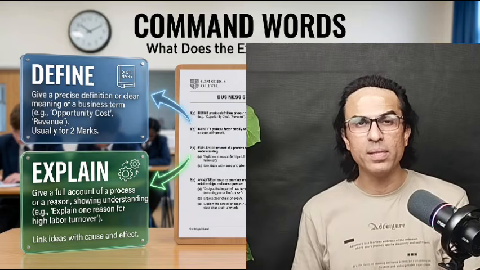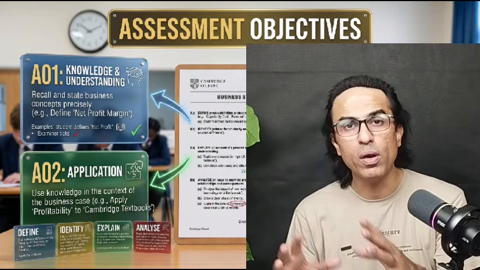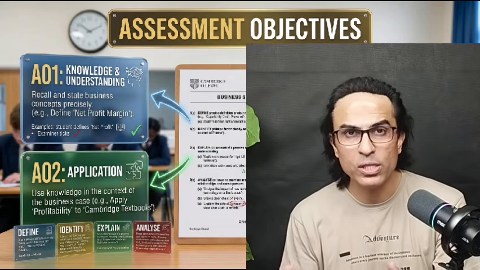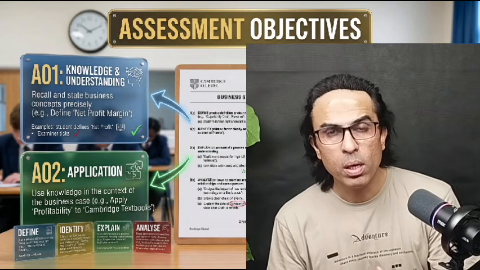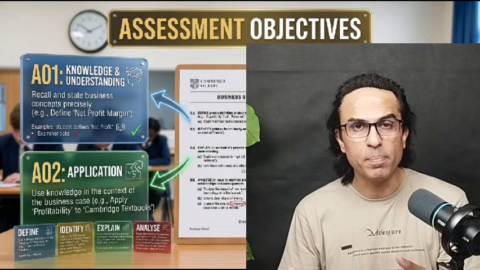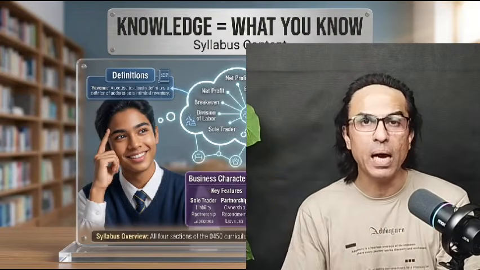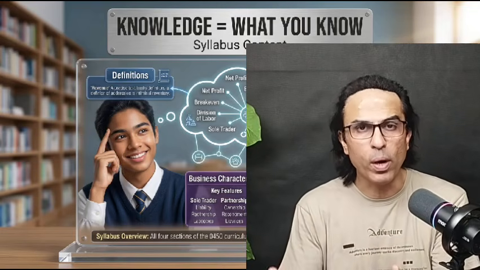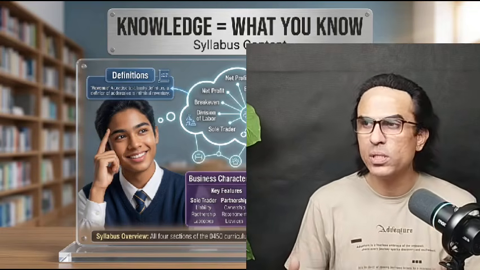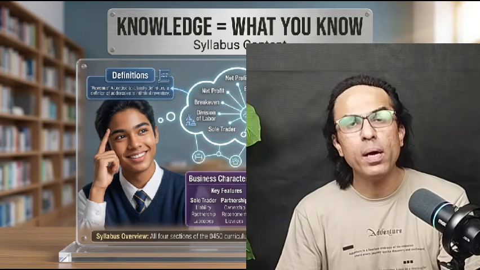Whenever the command word define is there, it is usually worth 2 marks, and there are only marks for knowledge. And what is knowledge, by the way? Knowledge is when you show information or something which is part of the syllabus content, which is stored in your memory after going through the syllabus content. It could be a definition, an advantage, a disadvantage, a feature, a characteristic, a point without development, or a definition.